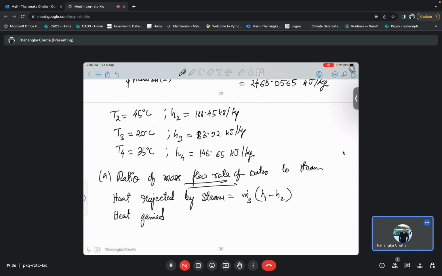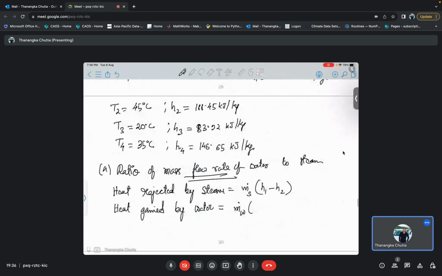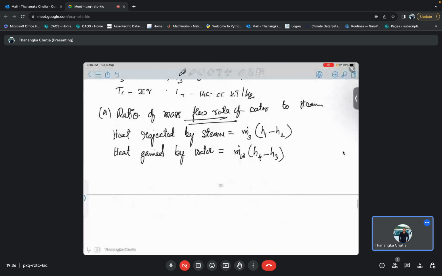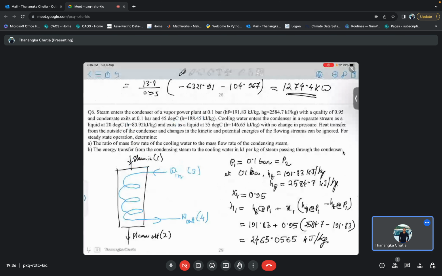Now heat gained by water is basically what? Mass flow rate of the water times its gain. I'm already saying it's gain, so I have to make this term positive, so this will be basically H4 minus H3. Correct? Now it is telling us that heat transfer from the outside of the condenser is not at all taken into consideration.